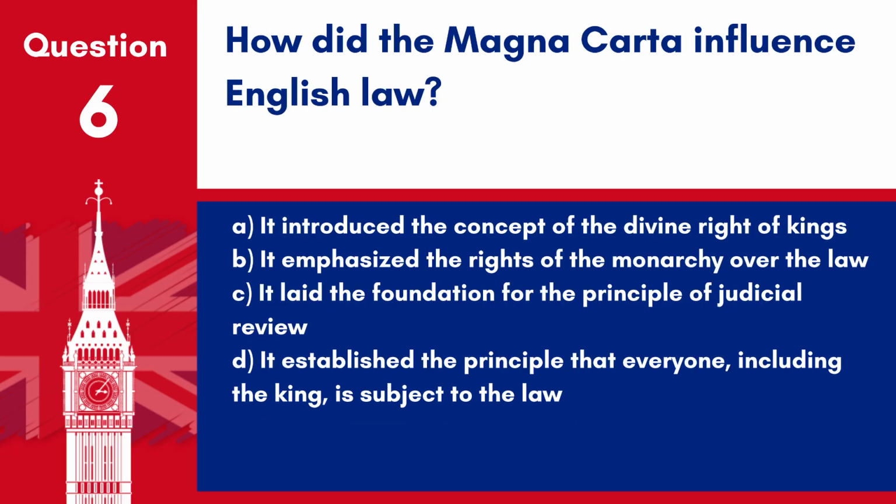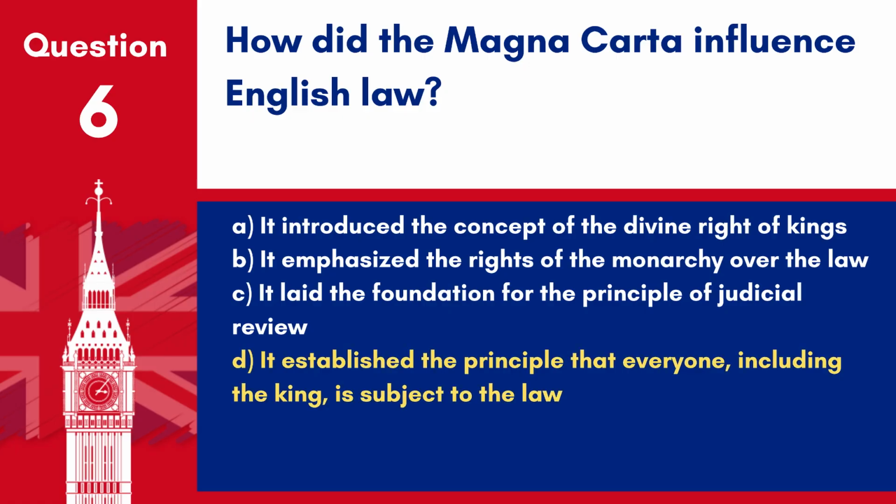Question 6. How did the Magna Carta influence English law? A. It introduced the concept of the divine right of kings. B. It emphasized the rights of the monarchy over the law. C. It laid the foundation for the principle of judicial review. D. It established the principle that everyone, including the king, is subject to the law.